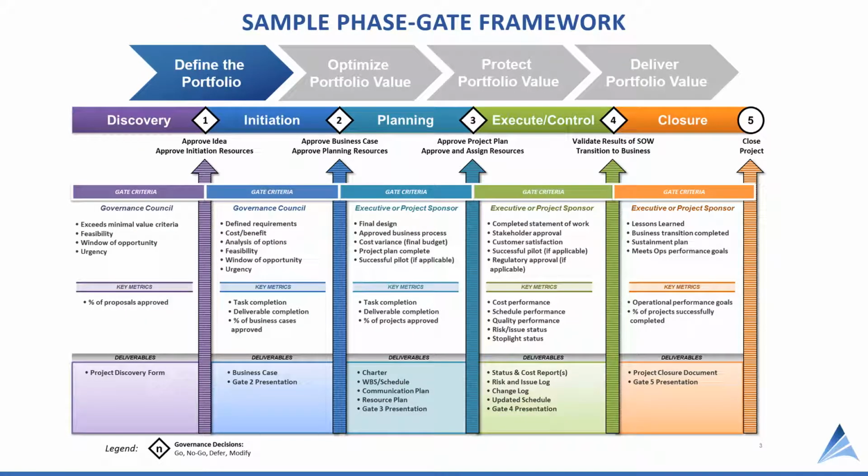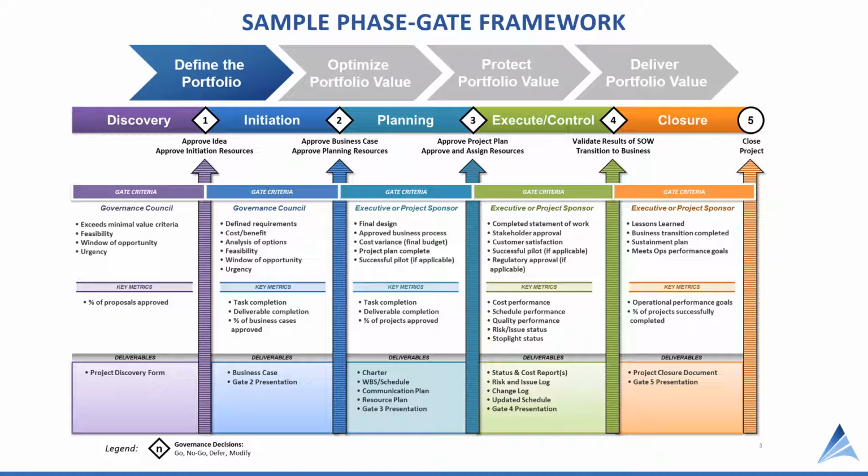Here we have a sample phase gate framework with 5 phases: a discovery phase, an initiation phase, a planning phase, an execute and control phase, and a closure phase. The number of phases and gates will differ from company to company based on the unique circumstances. This is just one example.